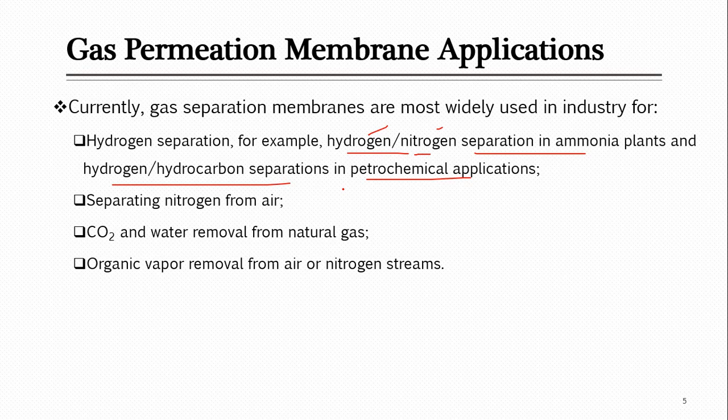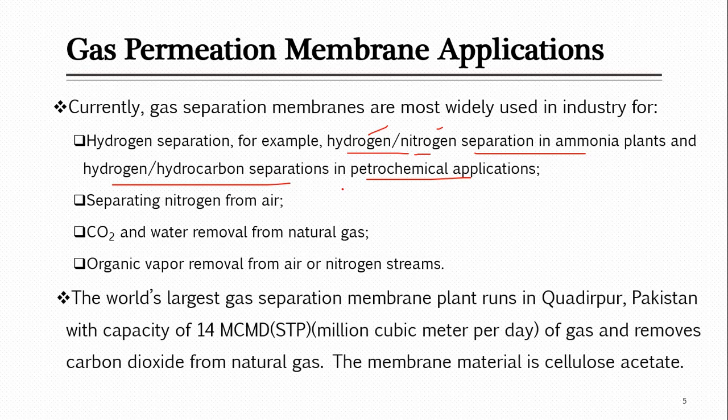Sometimes in industries, if you have to remove organic chemicals, organic vapors, from an air stream or a nitrogen stream, gas permeation membranes are used for those. By the way, one thing that may surprise you is that the world's largest gas separation membrane plant is installed in Pakistan. I think it was installed in 2004 in Qadarpur.